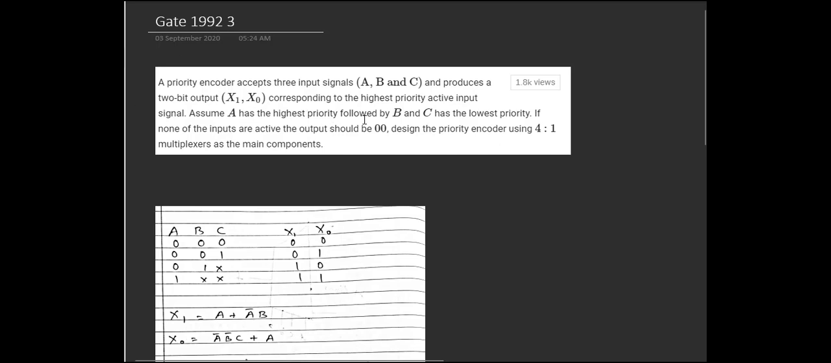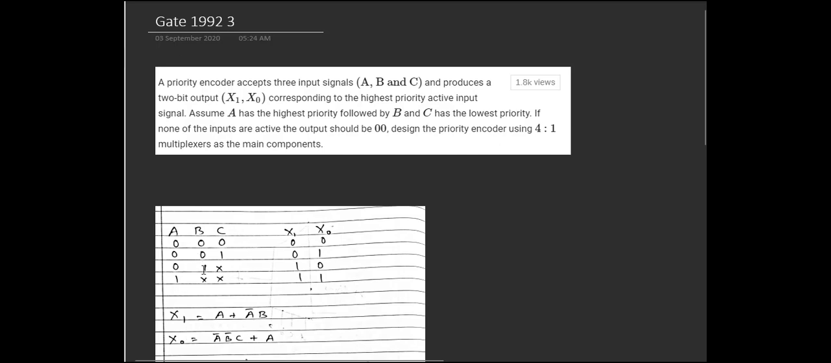Assume A has the highest priority followed by B, and C has the lowest priority. If none of the inputs are active, then the output should be 0, 0. So here it is saying that A should have the highest priority. So if A is 1, whatever the others may be, it doesn't matter. A should be given the priority.